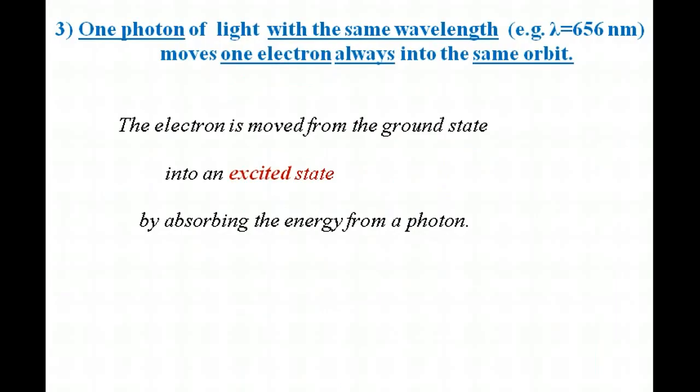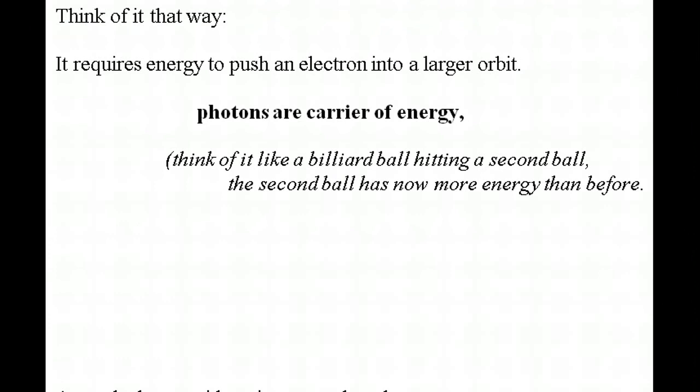This means the electron is moved from the ground state into an excited state by absorbing the energy from a photon. Think of it this way. It requires energy to push an electron into a larger orbit. And photons are carriers of energy. Think of it like a billiard ball hitting a second ball. Now the second ball has more energy than before.